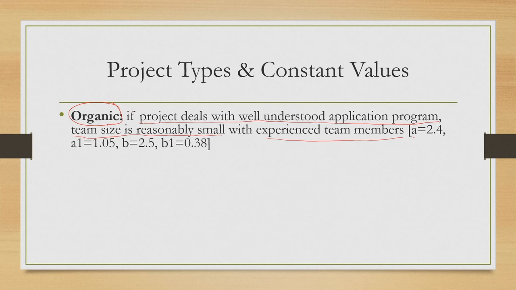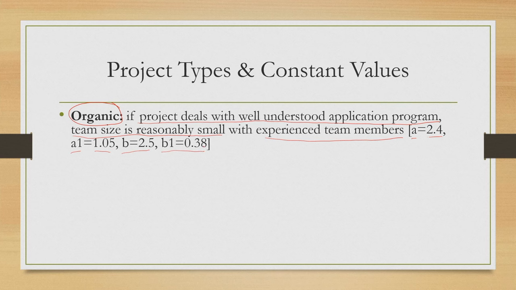dealing with well understood application areas, the involved team size is small, and all the team members are experienced in similar projects. So if that is the case and we are dealing with such a project, then the constant values A, B and A1, B1 take these values: A equal to 2.4, A1 equal to 1.05, B equal to 2.5, and B1 equal to 0.38.